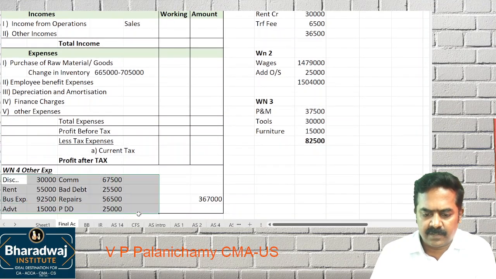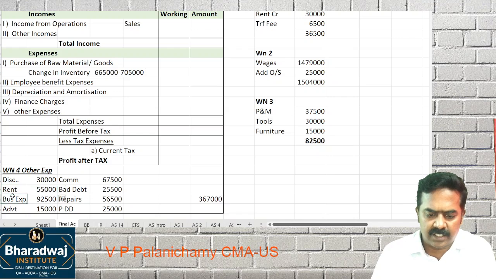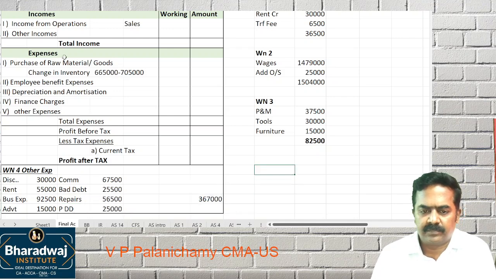All other expenses. Discount, rent, business expenses including outstanding expenses, advertisement, commission, bad debts, repairs, provision for doubtful debts, everything will come under other expenses. Discount allowed, rent, business expenses plus outstanding expenses, advertisement, commission, bad debts, repairs, and provision required for bad debts. Total 3,67,000 will come.